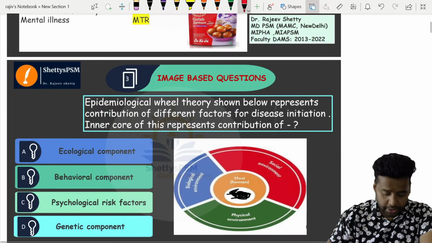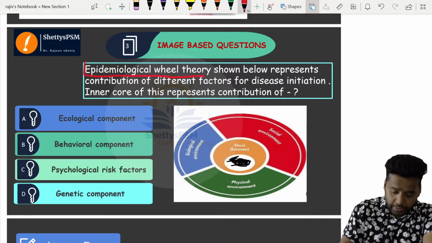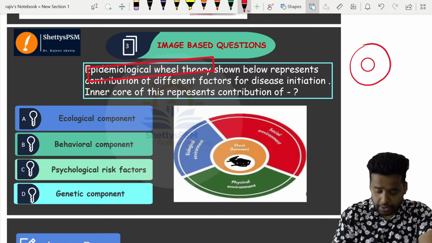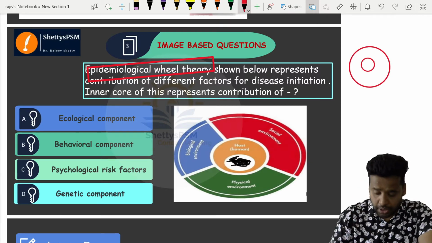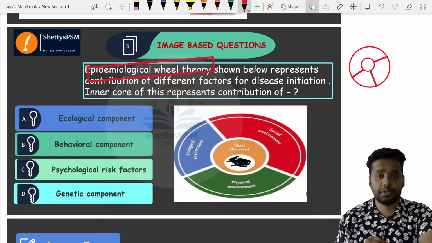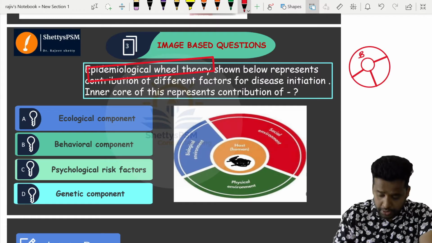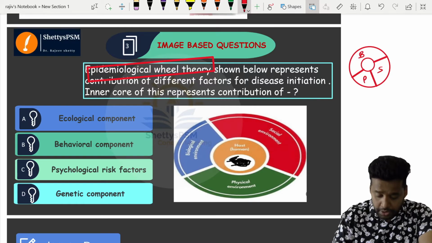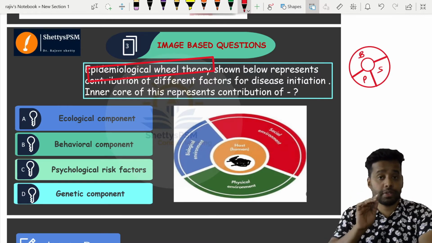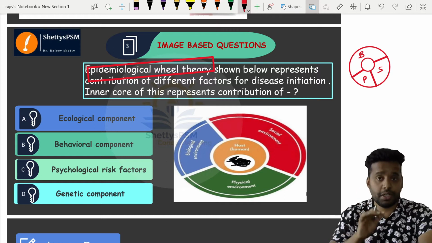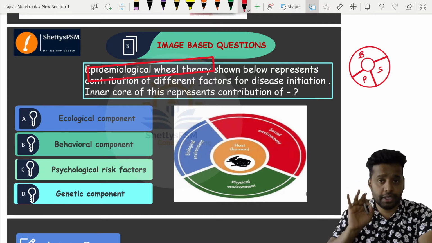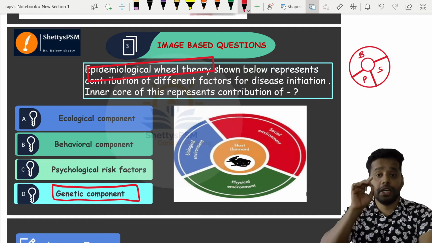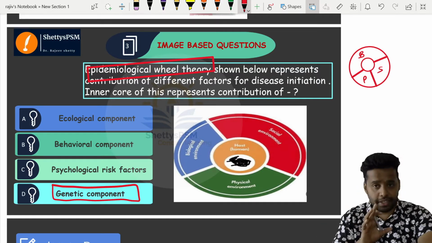The next question was the epidemiological wheel theory of disease formation. We have endogenous factors and exogenous factors. The inner circle is for endogenous factors, the outer circle is for exogenous factors. What is the contribution of biological factors, social factors and physical environment? What does the inner core represent? That was the question. The outer core represents exogenous factors, BSP: biological factor, social factor, physical factor. But the inner core represents the genetic component. Option D is the answer. The inner core represents endogenous factors, genetic factors.